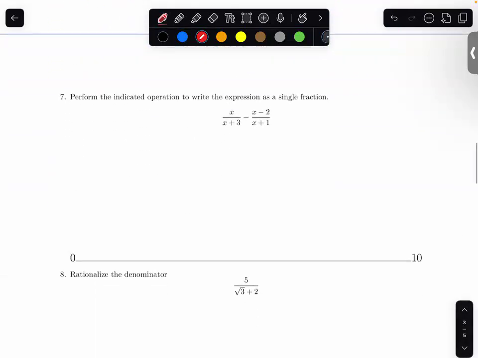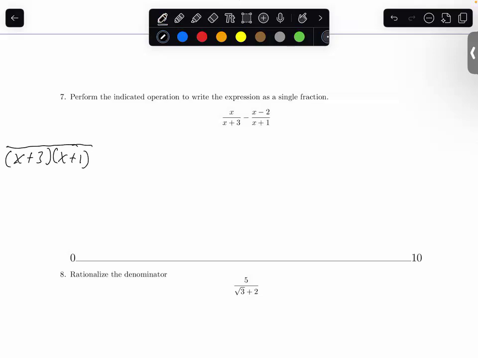For this next one, we want to perform the indicated operation to write the expression as a single fraction: x over x plus 3 minus x minus 2 over x plus 1. Since these don't have a common denominator, we need to multiply them to get a common denominator and rewrite the numerators appropriately. x plus 3 times x plus 1 is going to be the denominator.